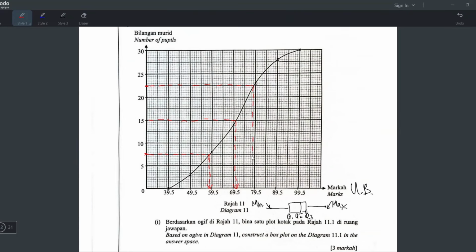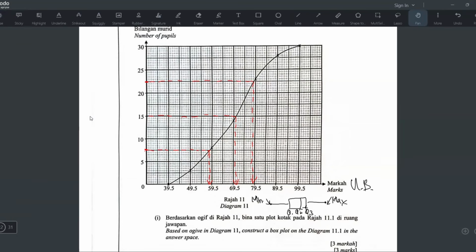All of us will get the same answer, because this is a diagram and this ogive is already the given one. Unless the ogive is one you draw yourself. If you draw it yourself, some of us might get different answers. Our answer might be very close to the scheme, but it's fine because they will give a range for the answer. But for this question, I don't think they will give you a range because they already give you the graph, so everyone will get the same answer.